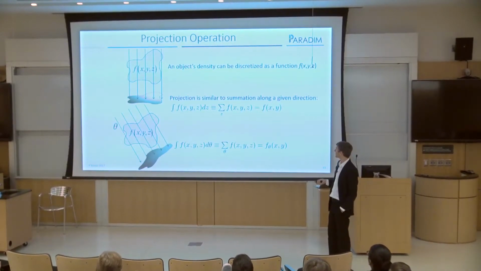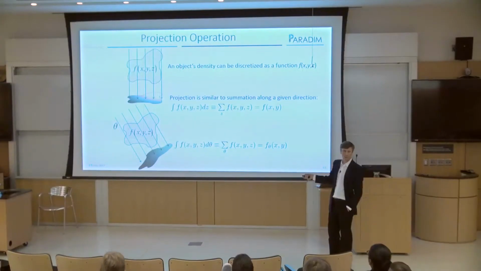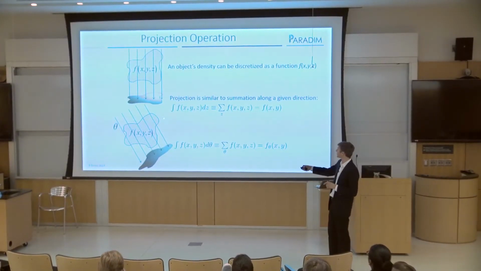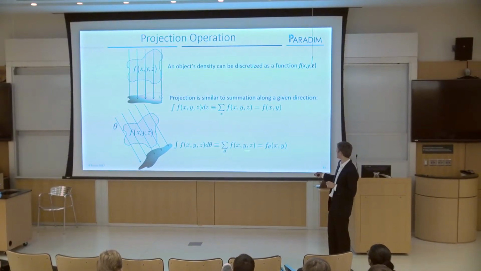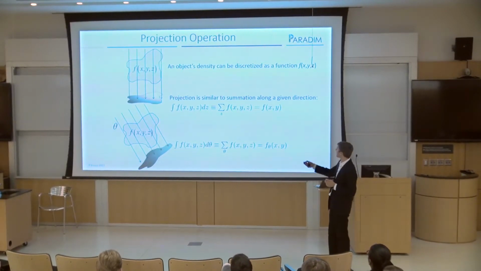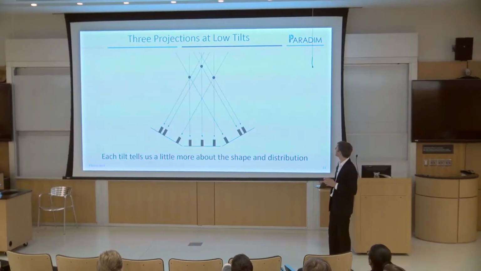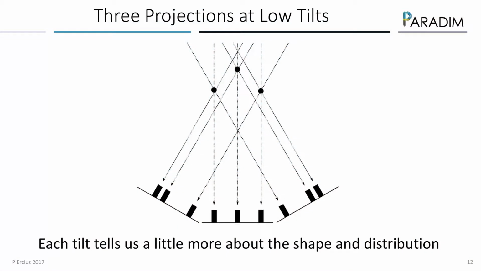Now, we can do this at any angle that we want, and we'll get a slightly different projection with different ranges of intensity, but it's still the same object. And so we can project at some theta, and our f of theta is some two-dimensional thing. So we're taking something that's higher dimensional, making it lower dimensional. That's what you're doing. Let's just look at 3 projections at low tilts.